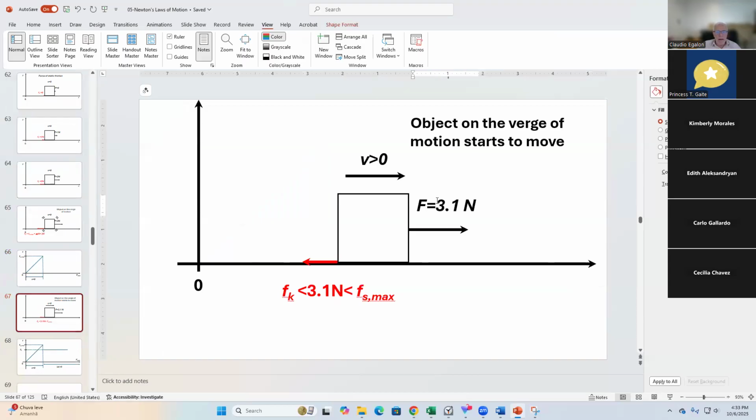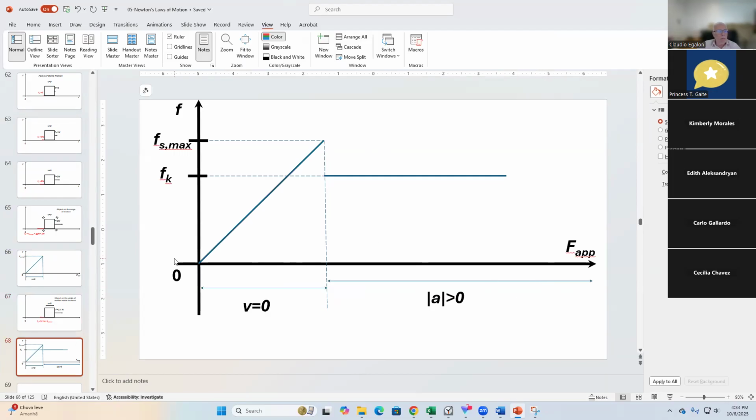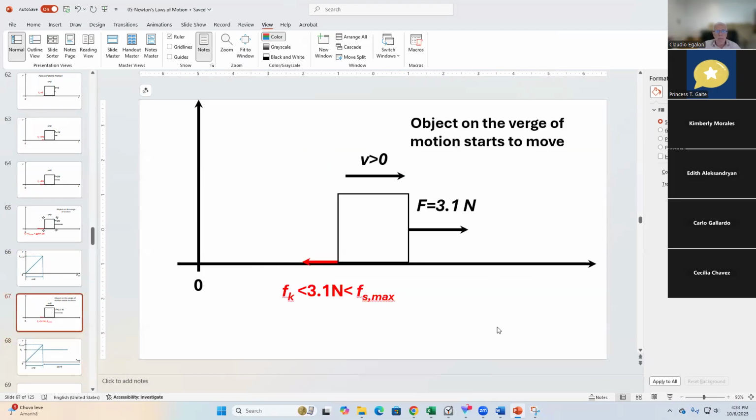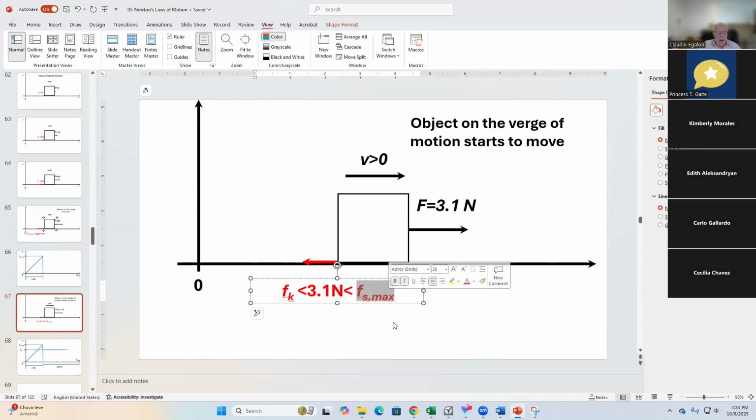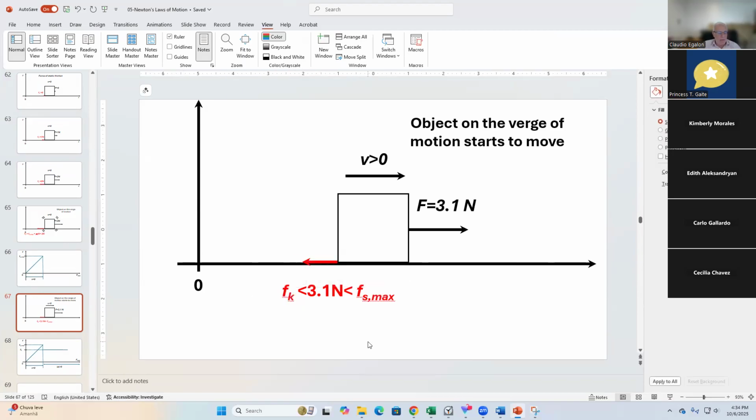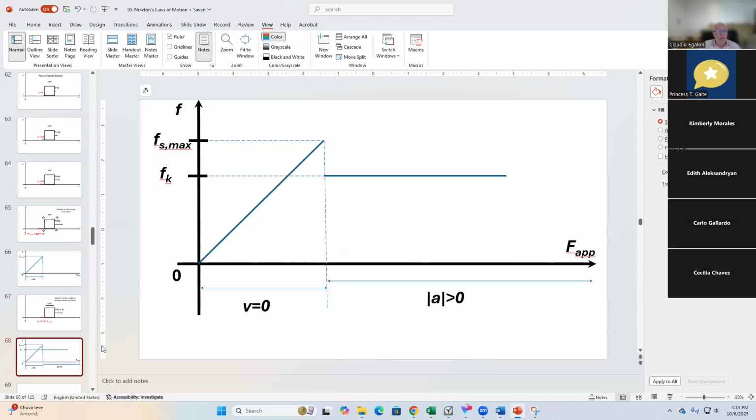Here's a numerical example. Because the maximum value of the force of static friction was 3 newtons, if you apply 3.1 newtons, the object is going to move to the right. And it's going to move with acceleration, velocity is going to be greater than 0. But now that the object is moving, what takes over is no longer the force of static friction, but the force of kinetic friction. So if we plot this graph, it's going to be something like that.